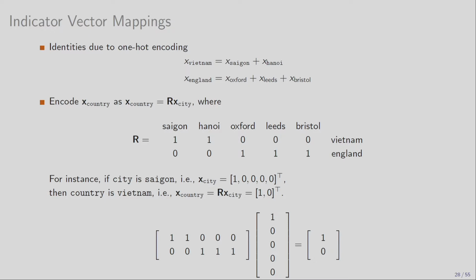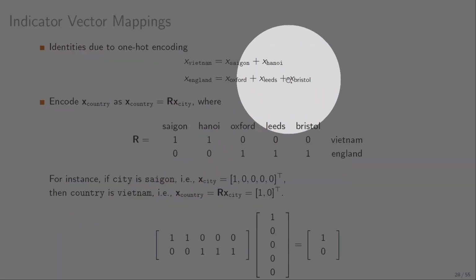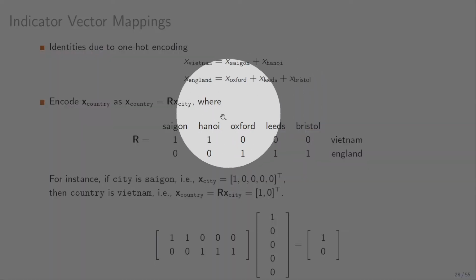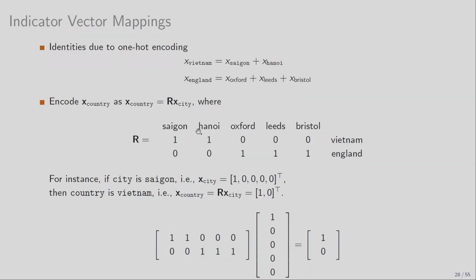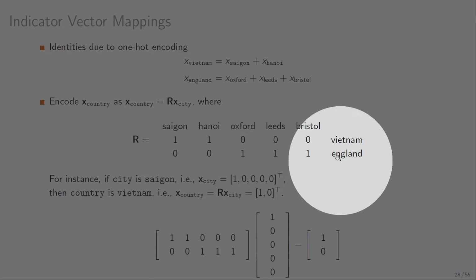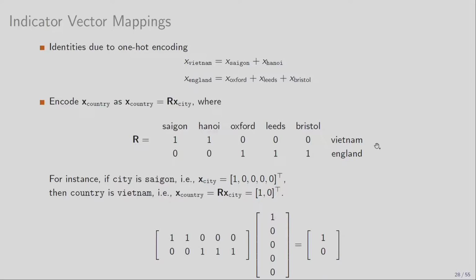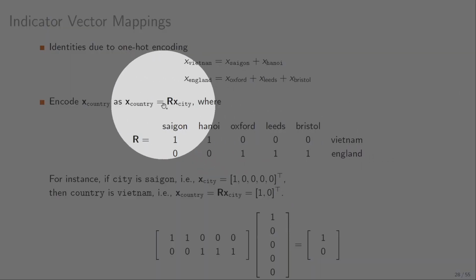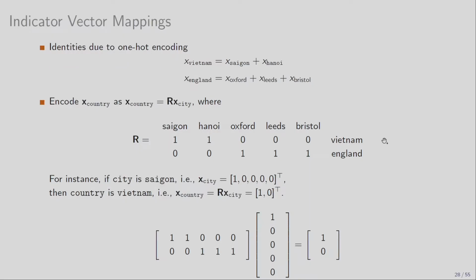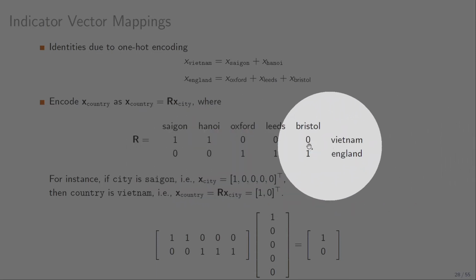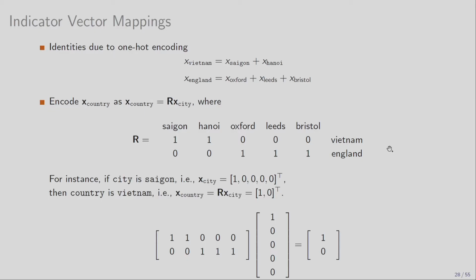So we start again with these identities that are due to the one-hot encoding, and these are fairly clear. And we would like to construct a matrix, a sort of mapping between the countries and the cities. And this matrix R, as you can see it here, has on the rows the countries, on the columns the cities, and it records exactly with 1 and 0 whether a city is in a country. In particular, it says that Saigon and Hanoi are in Vietnam, and the other 3 are in England, and 0 otherwise.